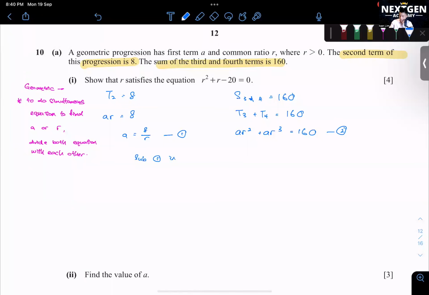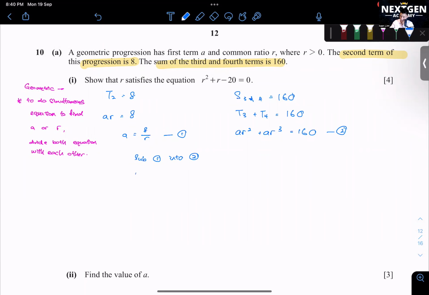But normally you just need to take note. For geometric progression, most students I see always get stuck when they cannot solve to find the A or the R. Normally you want to think about dividing the entire equation. So you all just write down this note. Later you will see it in the past year questions.